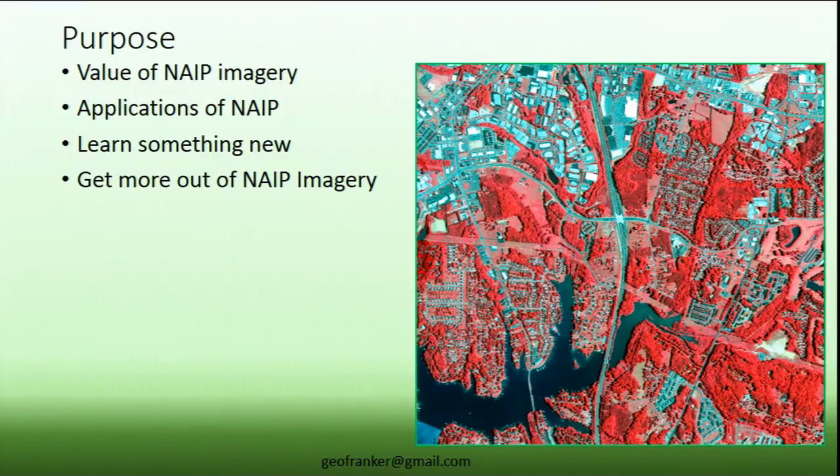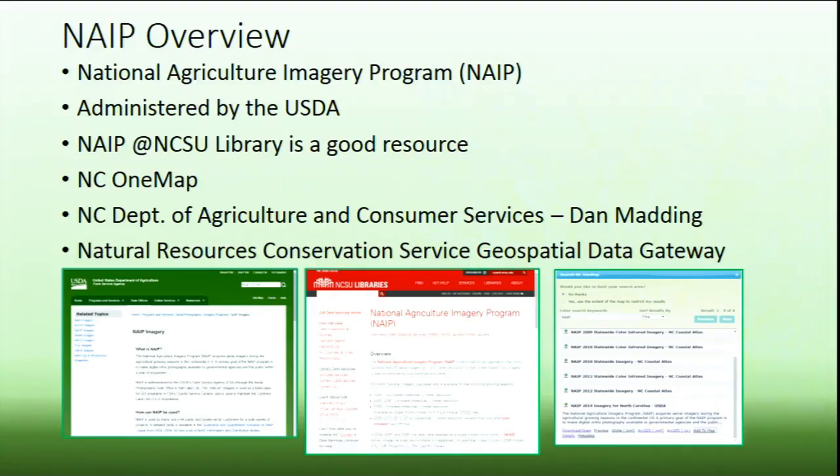So kind of the purpose of the presentation is to expose the value of NAIP, since North Carolina, I think every 2 years, recollects the entire state, so it's a very valuable data set, more so than just being a base image data layer. You can actually derive a lot of nice usable data from it. So look at a few applications. Hopefully you'll all learn something new. I know I've already learned a lot in this session. And the idea here is just to get more out of our NAIP imagery that we have available to us.